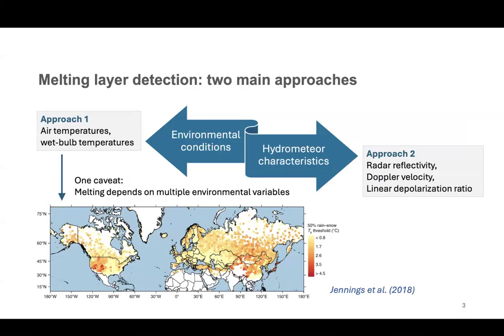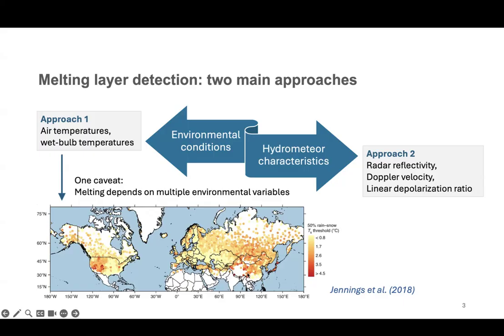For the detection of melting layers, the current methods could be categorized into two main approaches. The first approach is dependent on environmental conditions and usually involves applying thresholds of air temperatures or wet bulb temperatures.